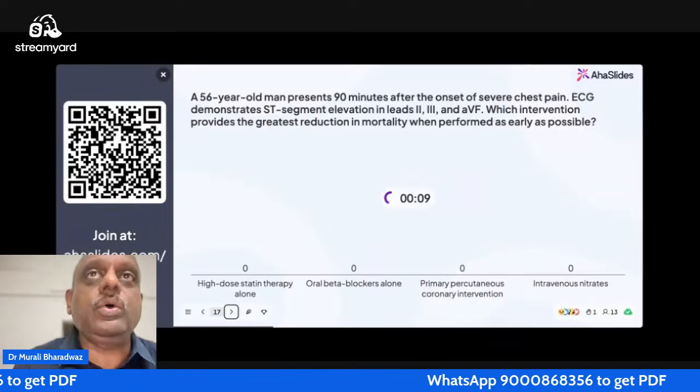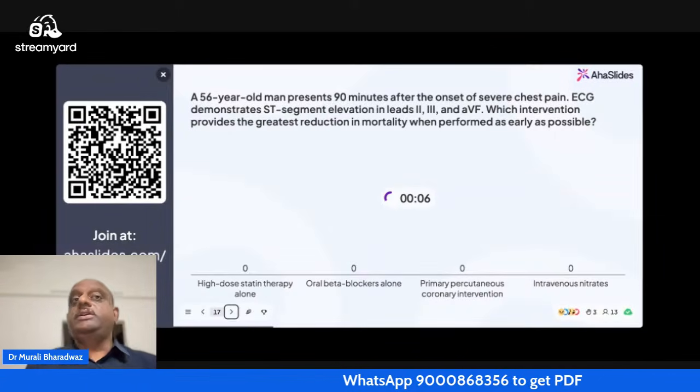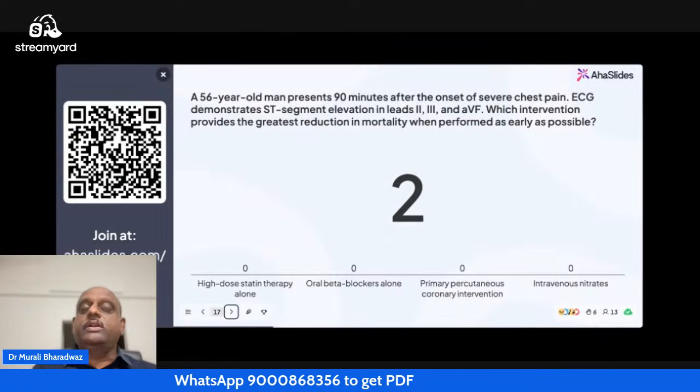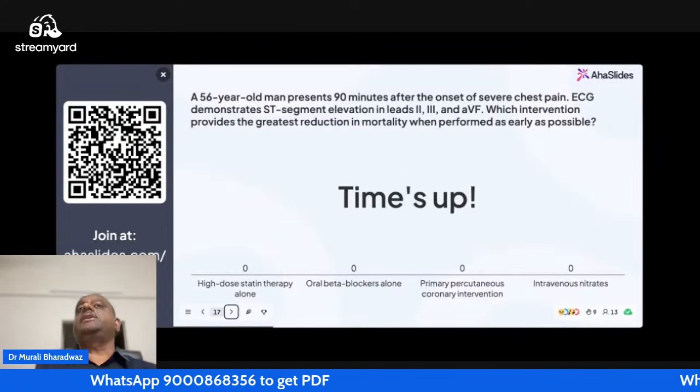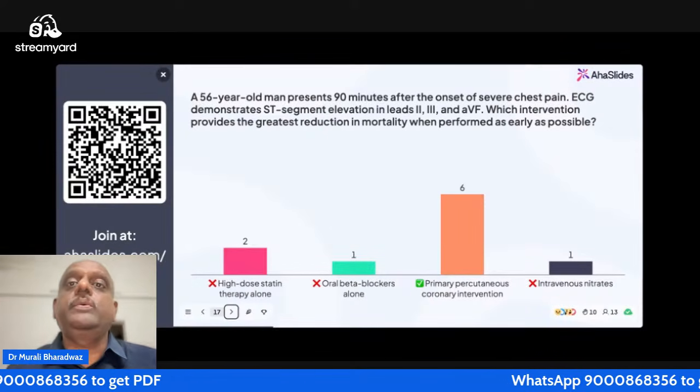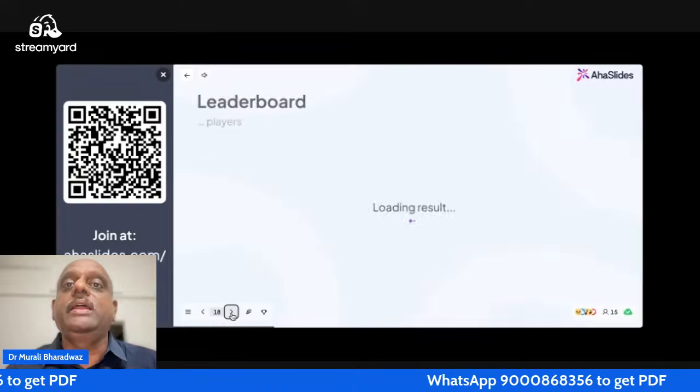A 56-year-old. ECG shows ST elevation in 2, 3, aVF. What creates the greatest reduction in mortality? Very good. We need to do percutaneous coronary intervention.